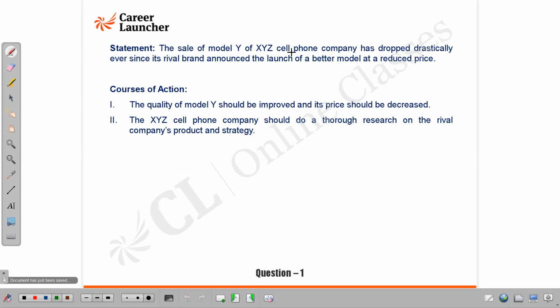Now, the sale of XYZ in the company has dropped significantly. So the sale has dropped since its rival brand has arrived. Now what should we do? The quality of model Y should be improved and its price should be decreased. So we can improve the quality, but decreasing the price would cause financial strain. I mean, this is going to be an impractical solution. This is not practical.